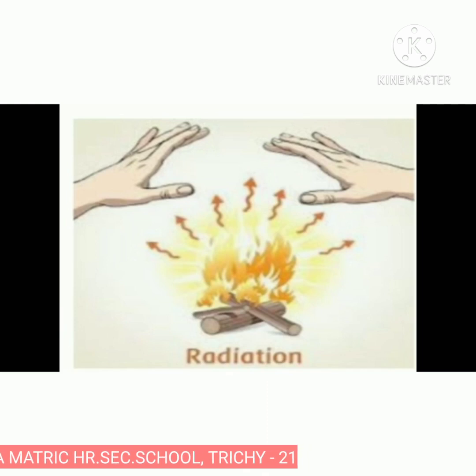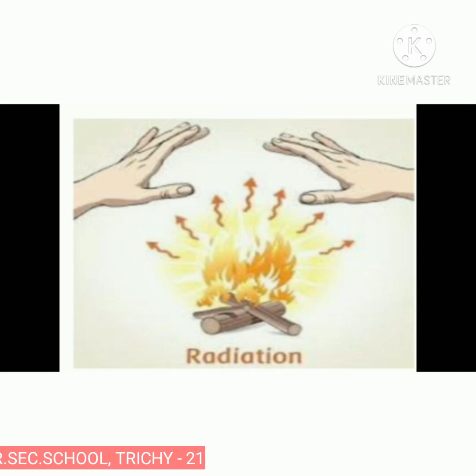Radiation in daily life. Heat energy from the sun reaches the earth by radiation. While standing near a fire, we feel the heat which is transferred as radiation. Black surfaces absorb heat radiation, so the bottoms of cooking vessels are painted black. These are examples of radiation in daily life.